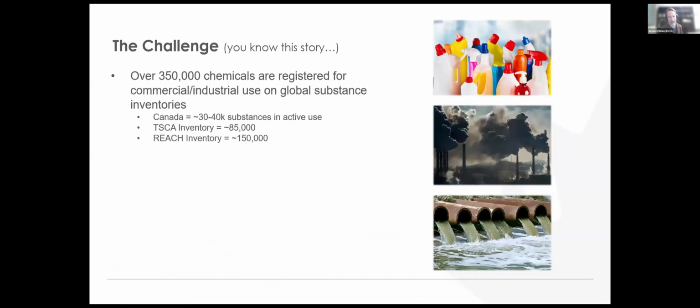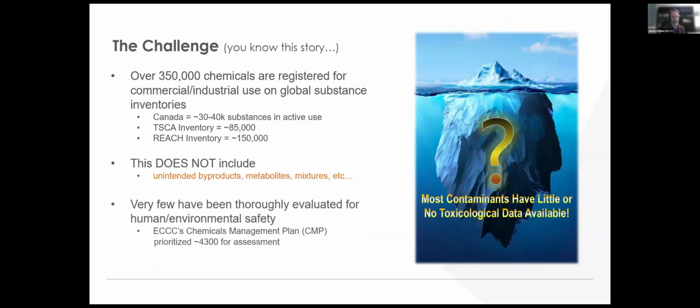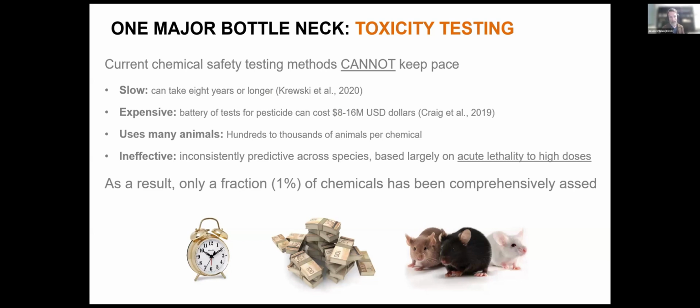So, some standard background information that we're all familiar with. There's hundreds of thousands of chemicals registered for commercial and industrial use around the world. There's many inventories in different countries that describe thousands of these chemicals, but these don't even include the unintended byproducts and metabolites and mixtures and so on. So we're exposed to just very, very many chemicals, and very few of these have been thoroughly evaluated for human and environmental safety. And one major reason for this is there's a major bottleneck in toxicity testing.